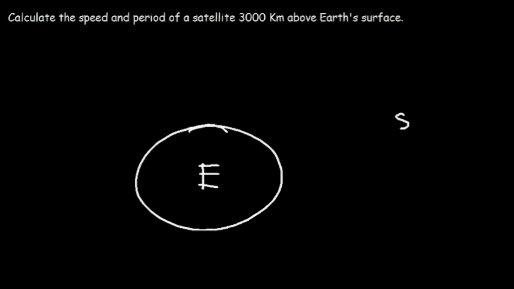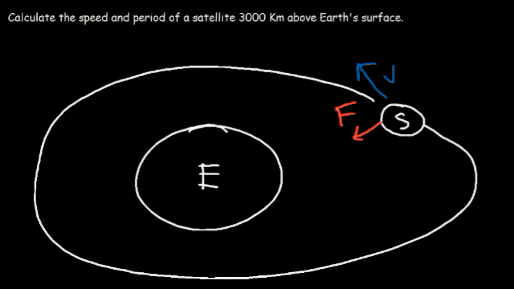Calculate the speed and period of a satellite 3,000 kilometers above Earth's surface. So let's say this is the Earth. And here's the satellite. The satellite is in free fall with the Earth. Earth exerts a gravitational force on the satellite, so the satellite is falling towards the Earth. However, the satellite does have a tangential velocity. And as you've learned earlier in this video, when the velocity and force vectors are perpendicular to each other, the object turns.